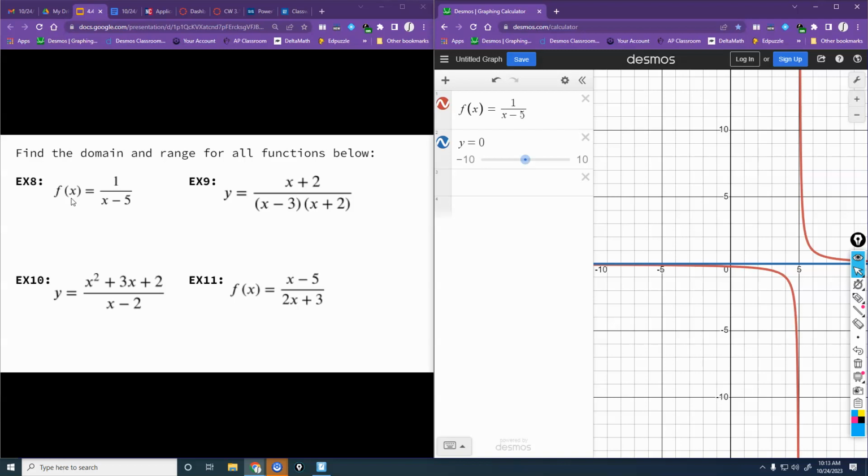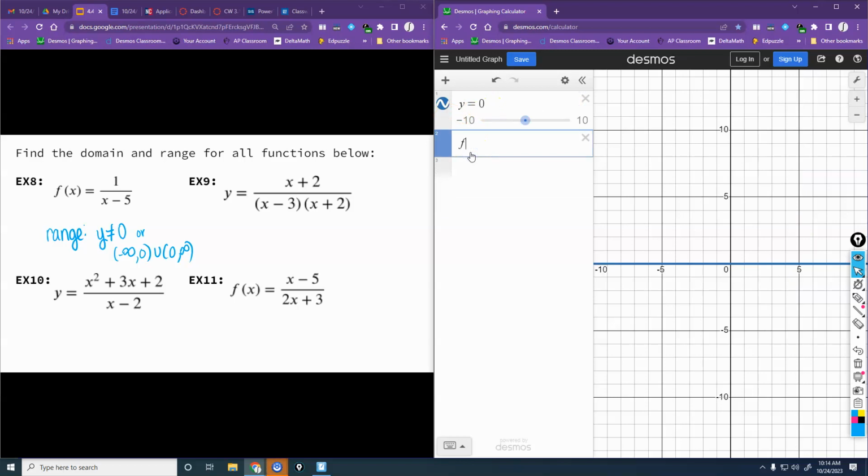So for our range, range is y values. So we say y cannot equal 0. Or you may see negative infinity to 0 and 0 to infinity for that. We okay here?